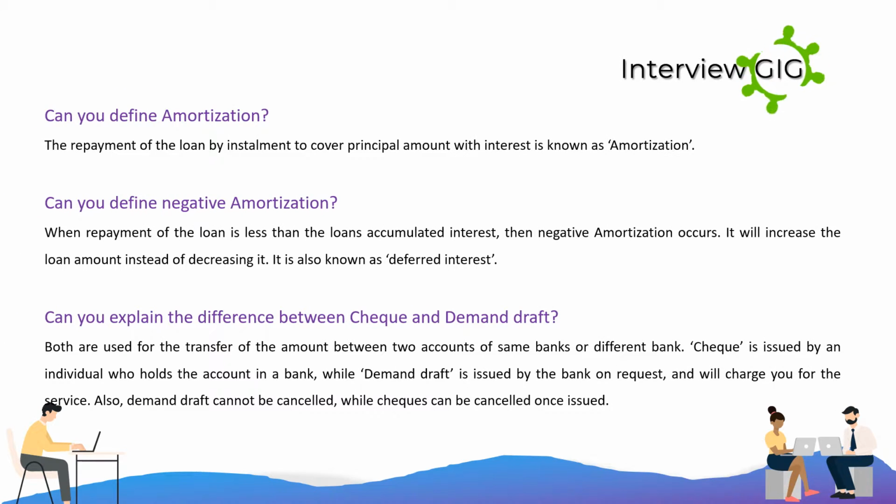Can you define amortization? The repayment of the loan by installment to cover principal amount with interest is known as amortization. Can you define negative amortization? When repayment of the loan is less than the loan's accumulated interest, then negative amortization occurs. It will increase the loan amount instead of decreasing it. It is also known as deferred interest.